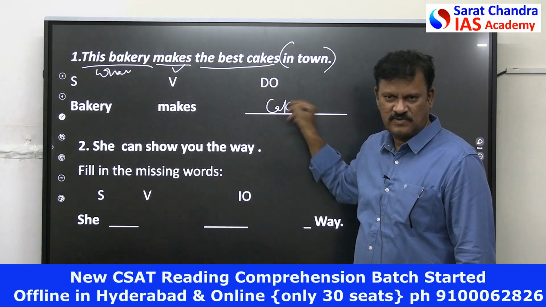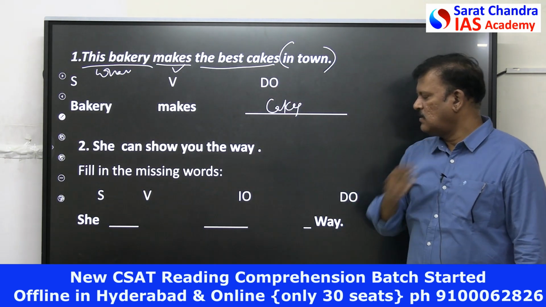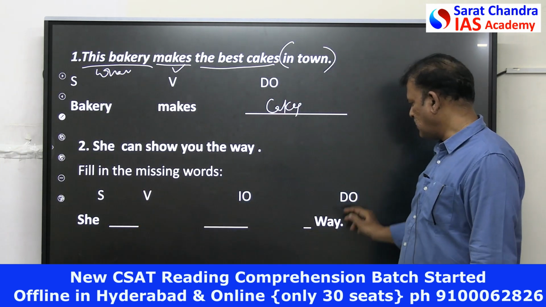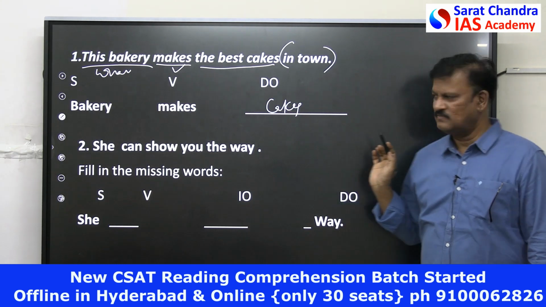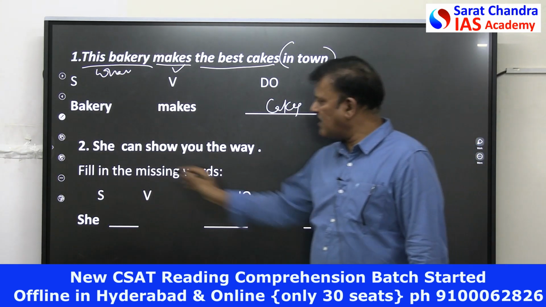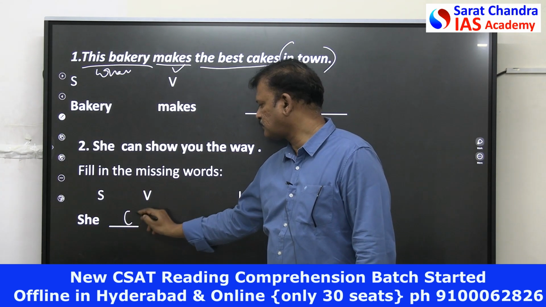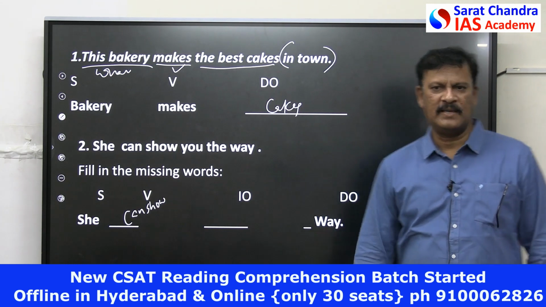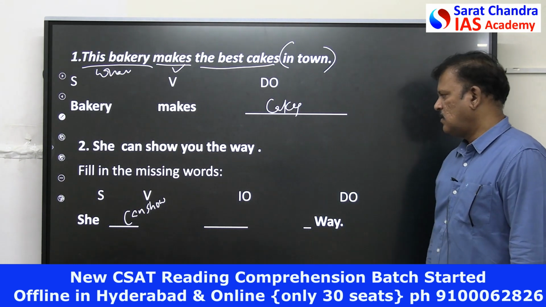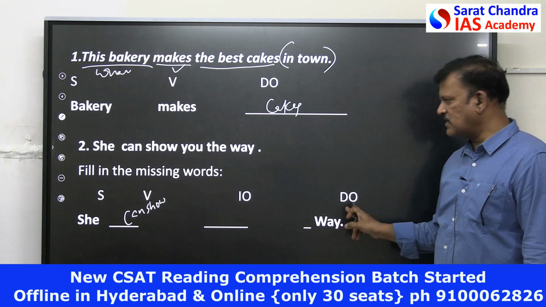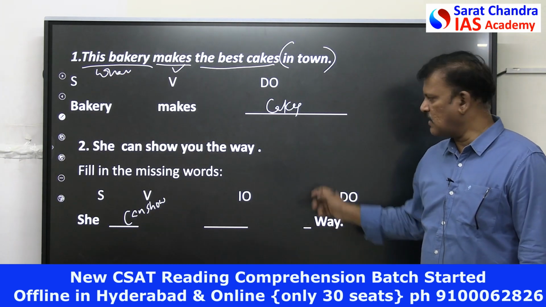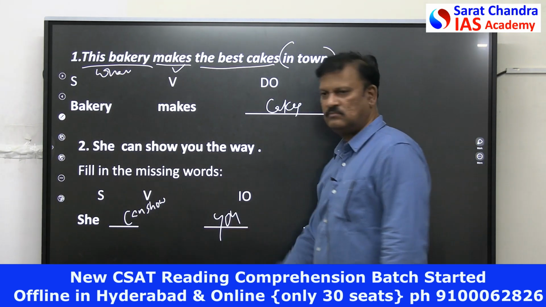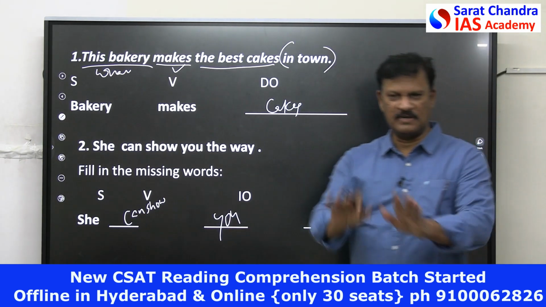Best cakes, but the last one is our hero. Like this, subject he has given, verb you have to give me, indirect object you have to give me, direct object he has given. What is a verb? Can show. Can show, yes. Next. What is direct object? Yeah, and what about indirect object? You. So you're reading grammatically.